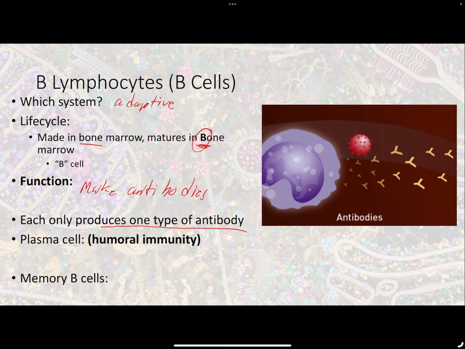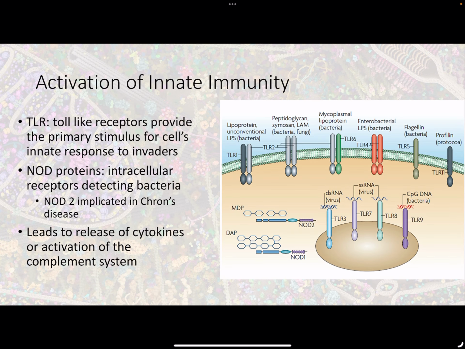The term plasma cell is just used for an activated B cell. So this is a B cell that's sent out into the bloodstream, and it's making antibodies and dumping them out, just like this one right here. And memory B cells are going to help remember that invader and be ready to quickly build antibodies next time that invader comes in.